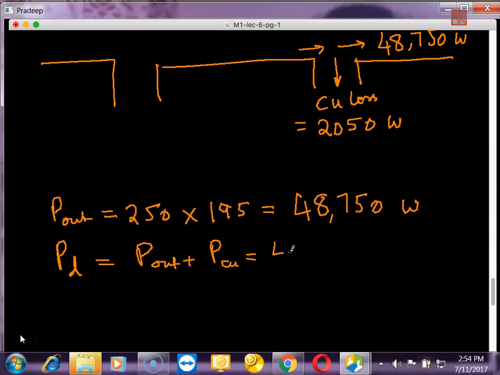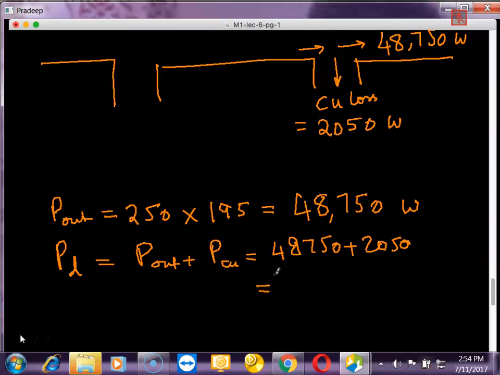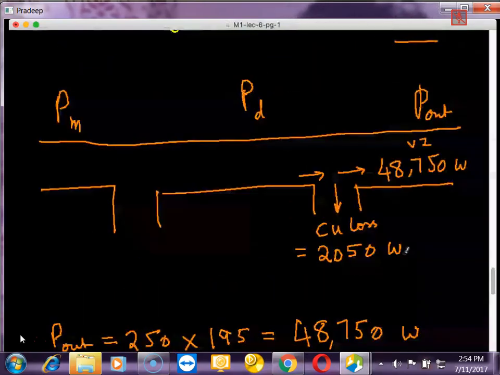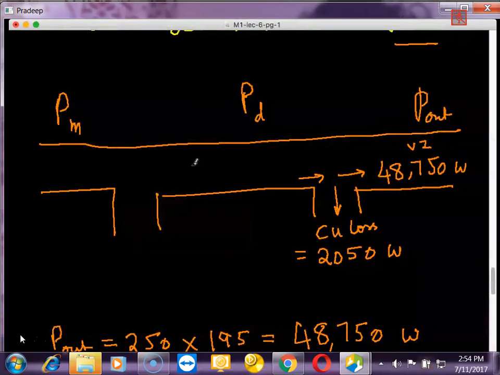So that is 48,750 plus 2050. So how much is it? I'm getting 50,800 watts. So this is here power developed, 50,800.